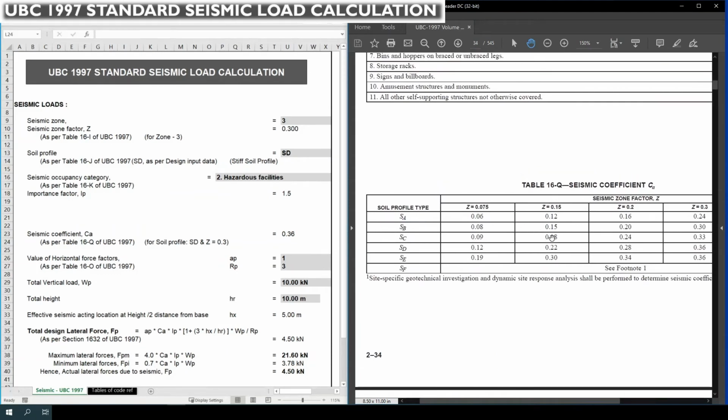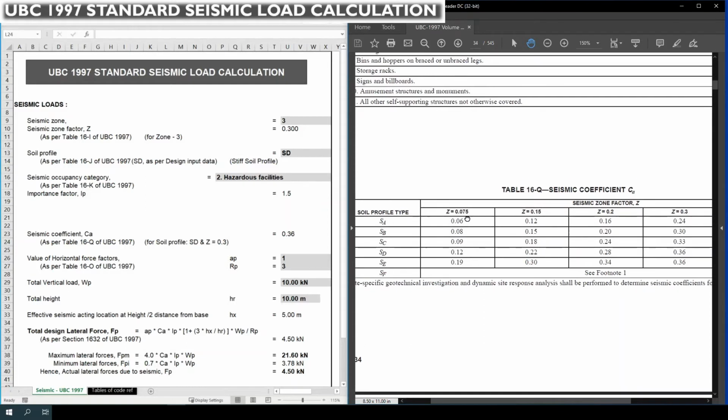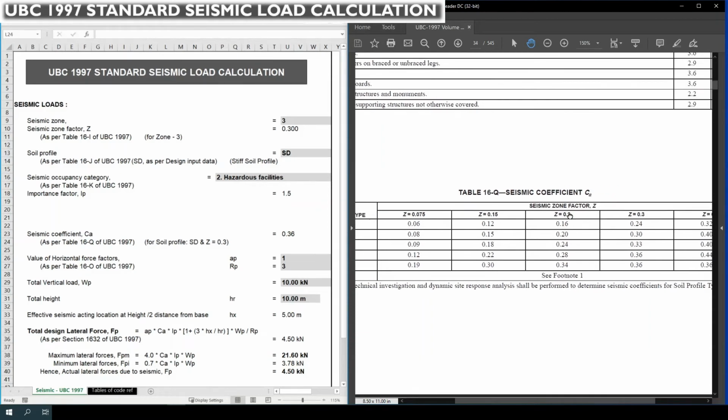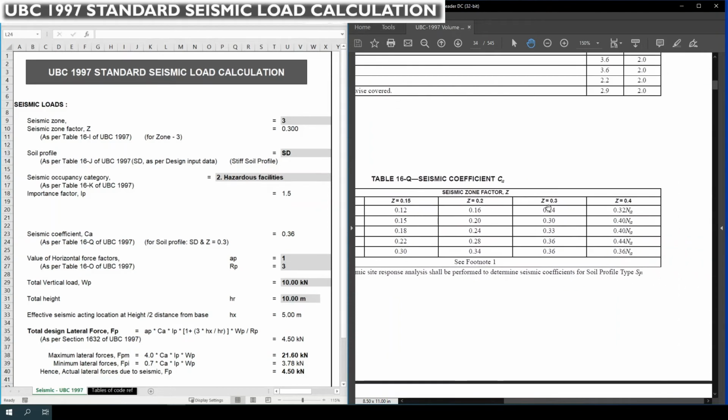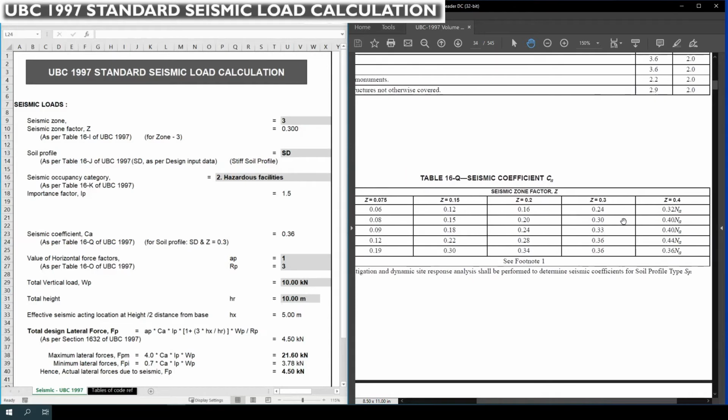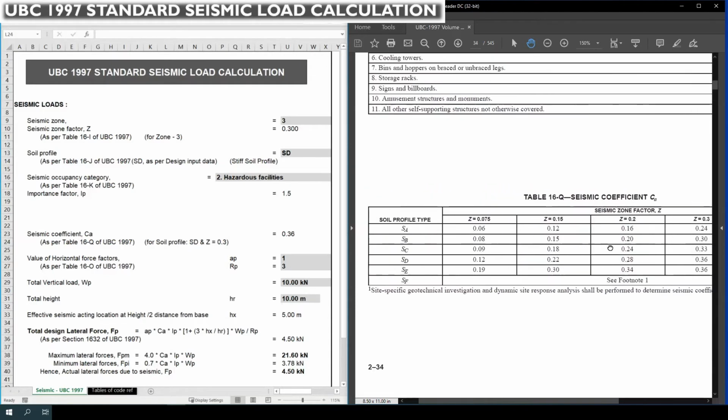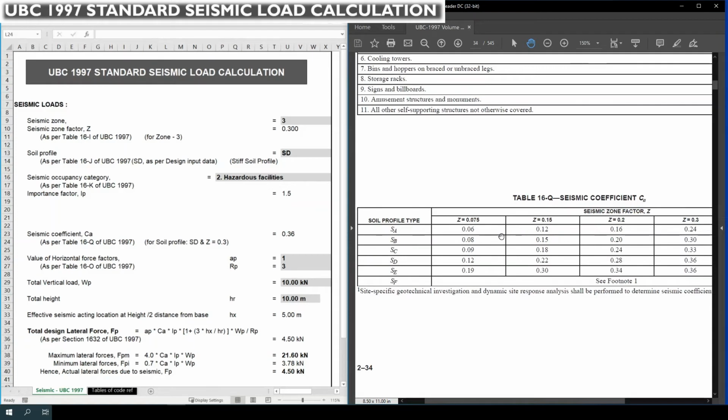So here on the right hand side you can see in the PDF file table 16-Q. For all seismic zones, the seismic zone factor is 0.075 for seismic zone 1, 0.15 for seismic zone 2A, 0.2 for 2B, 0.3 for seismic zone 3, and for seismic zone 4 it is 0.4. All these values of Ca are listed in this table based upon the soil profile.